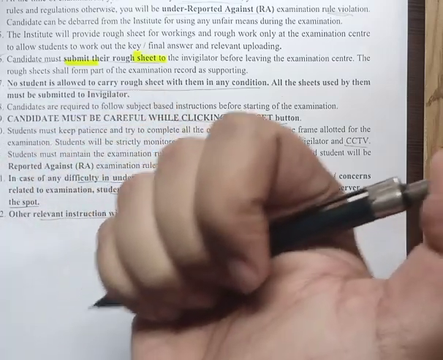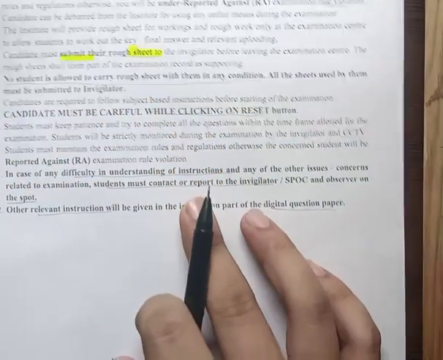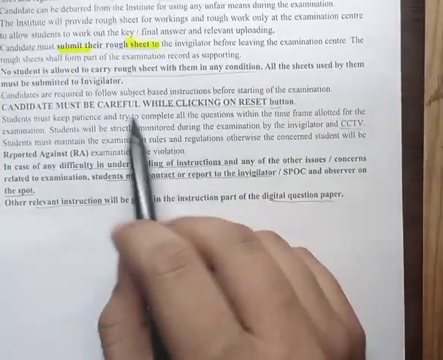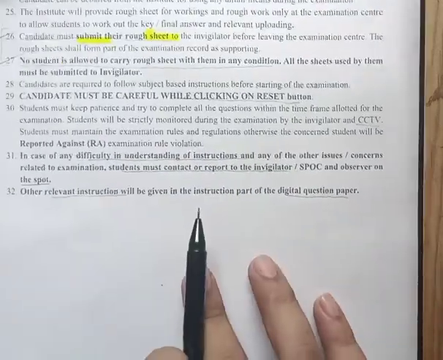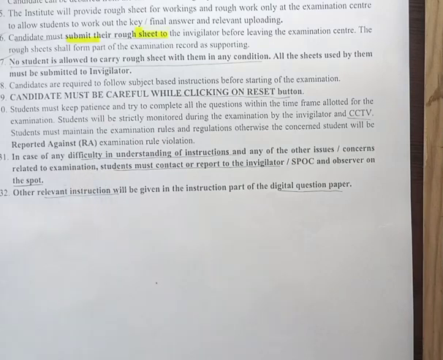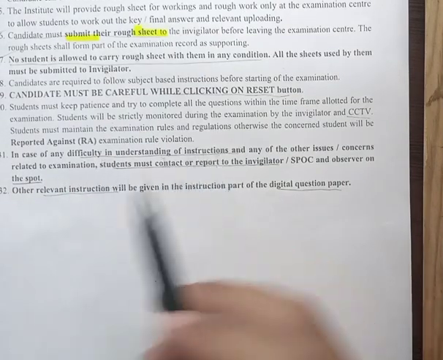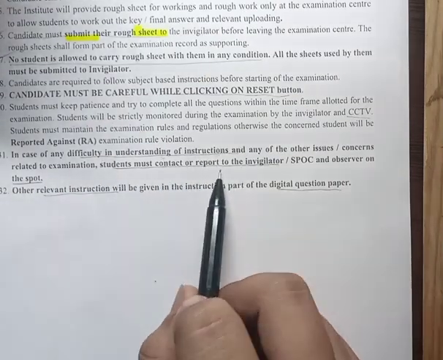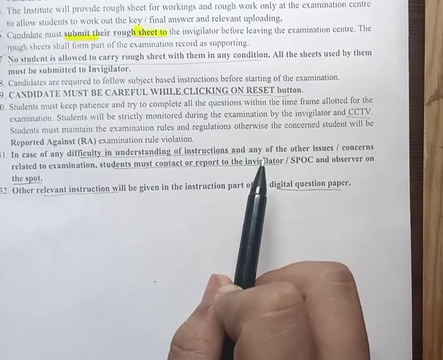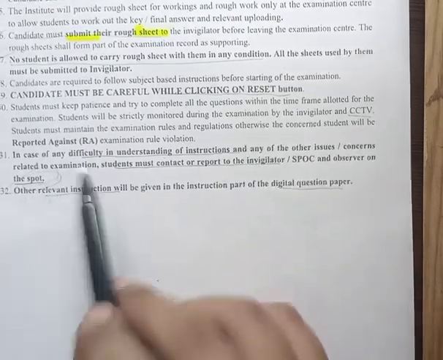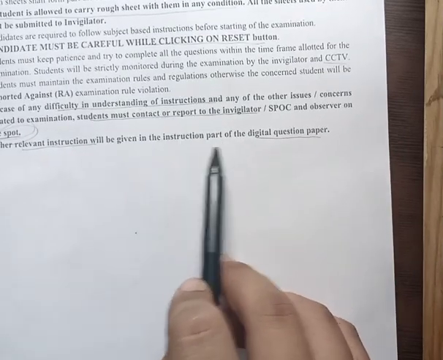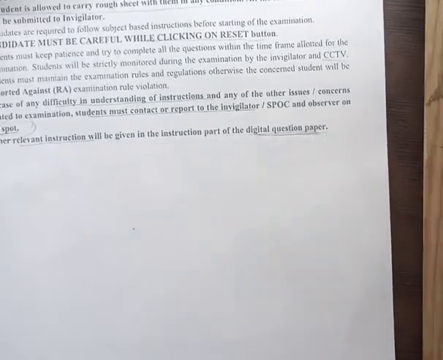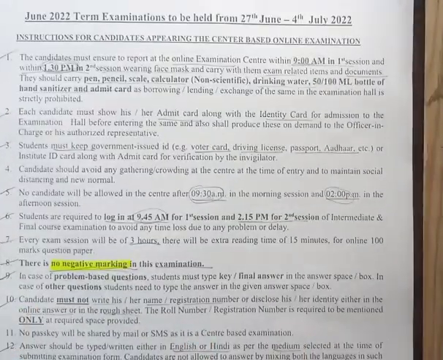Now the next point is, the candidate must be careful while clicking the reset button. If you face any difficulty in your examination, just contact your invigilator or observer available at your spot. Other relevant instructions will be given in the instruction part of the digital question paper. These are only general instructions, so read them carefully.